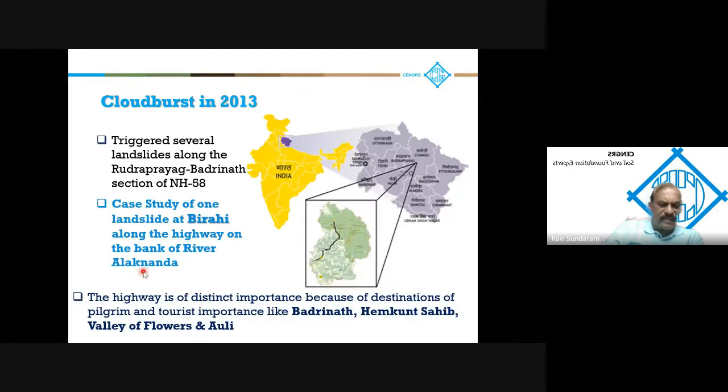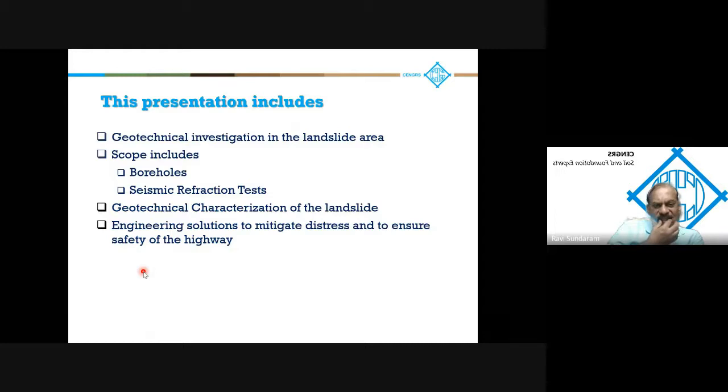This highway is of distinct importance because of destinations of pilgrim and tourist importance like Badrinath, Hemkund Sahib, Valley of Flowers, and Auli. You all have to pass through on this highway. So this presentation here includes geotechnical investigations in the landslide area, which included boreholes and seismic refraction tests. Then, of course, the geotechnical characterization of the landslide was done, and engineering solutions to mitigate the distress to ensure safety of the highway were worked out.